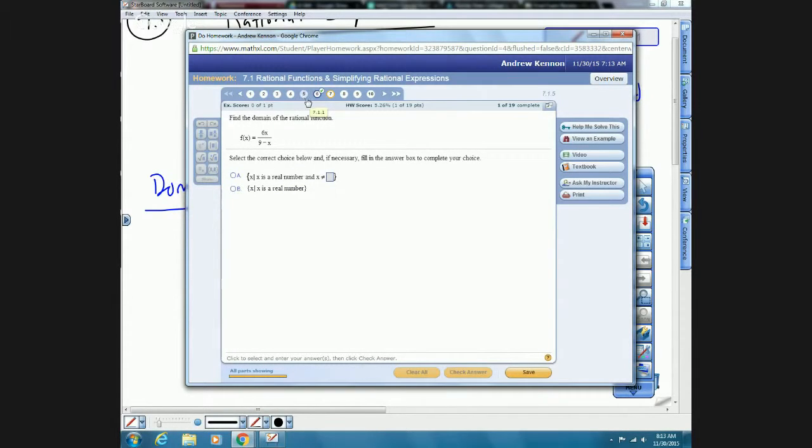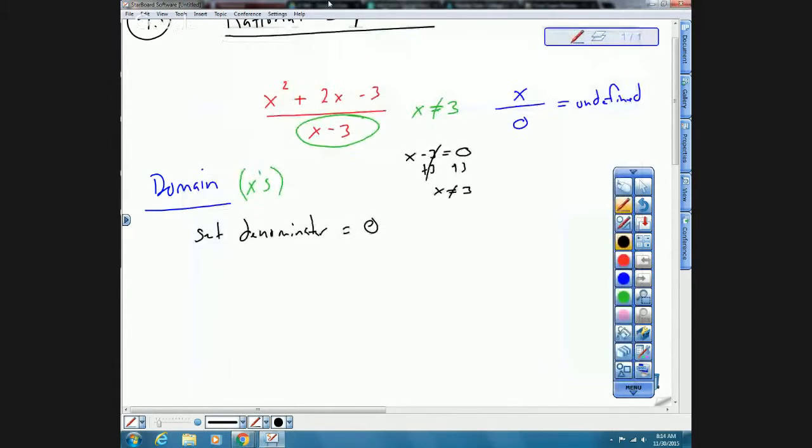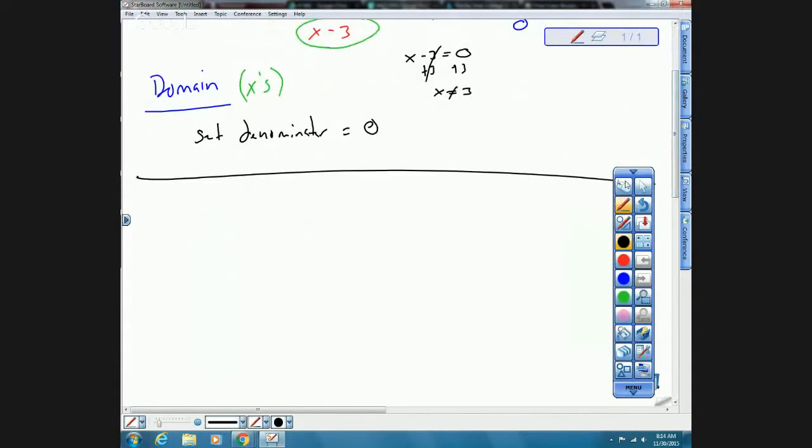What about that one? 9 minus what number would give you 0? So that was 6x over 9 minus x. Again, if it looks tricky, just set it equal to 0 and solve that. So I subtract 9 from both sides. I get negative x equals negative 9, divided by negative 1. So x can be any number besides 9. So you set the denominator equal to 0 and figure out what number x cannot be.